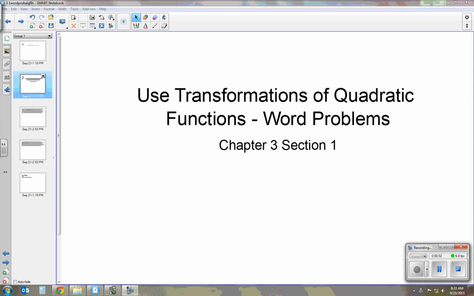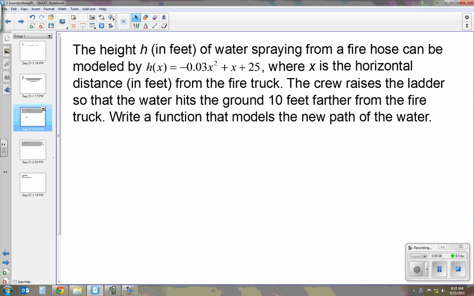We'll be going over using transformations of quadratic functions with word problems, and I just have two of them for you. The first one says the height h in feet of water spraying from a fire hose can be modeled by h of x equals negative 0.03 x squared plus x plus 25, where x is the horizontal distance in feet from the fire truck.